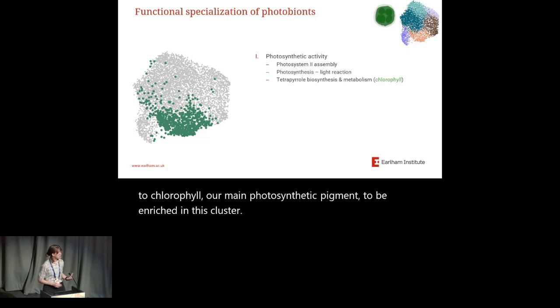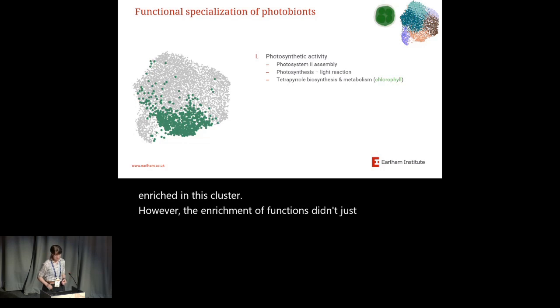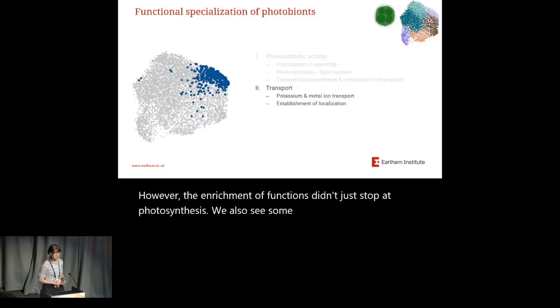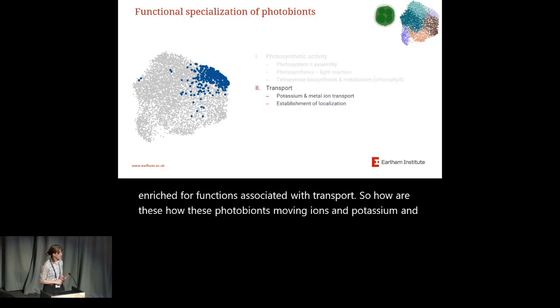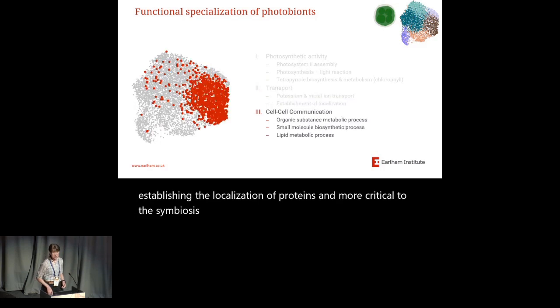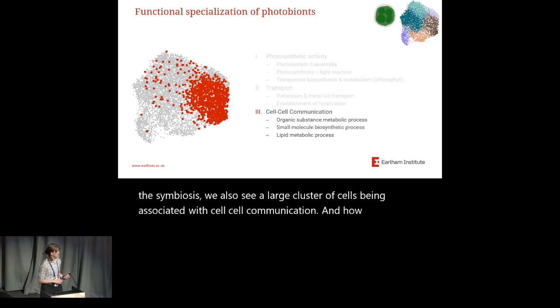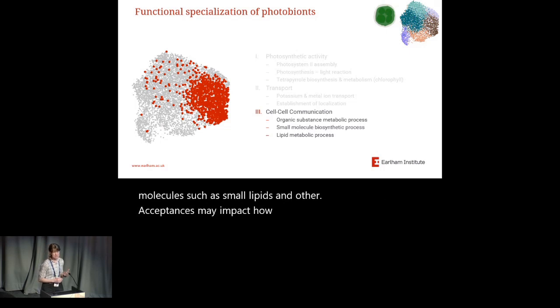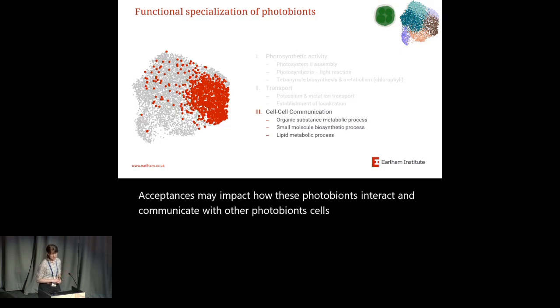However, the enrichment of functions didn't just stop at photosynthesis. We also see some clusters of cells being enriched for functions associated with transport. So how are these photobionts moving ions and potassium and establishing the localization of proteins? And more critical to the symbiosis, we also see a large cluster of cells being associated with cell-cell communication, and how these molecules, such as small lipids and other organic substances, may impact how these photobionts interact and communicate with other photobiont cells or their fungal partners.